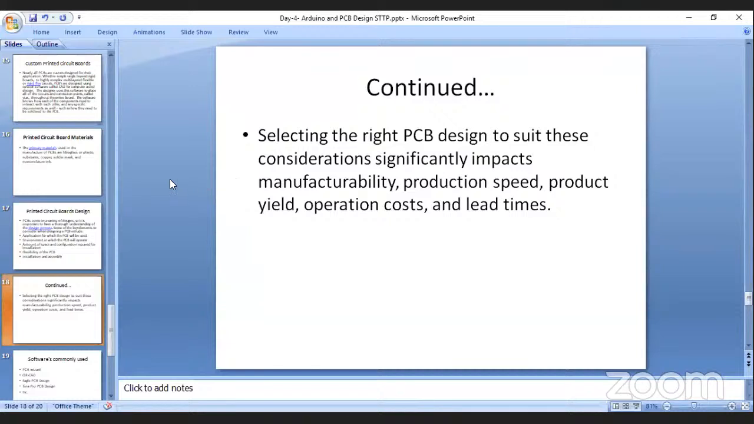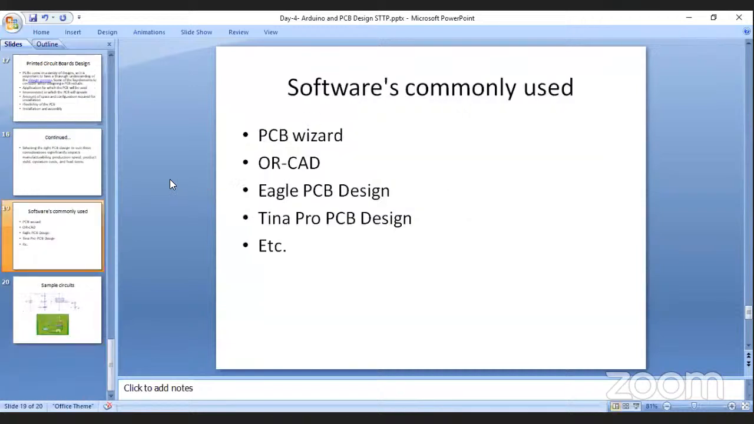And now I am done with my part of this. So basically, let me try to understand what are the different softwares that are trending and commonly utilized by professionals for their PCB designing part, right? Or schematic designing or layout designing. So the first one is PCB Wizard, the second one is OrCAD, the third one is Eagle PCB Design, the fourth one is Tina Pro PCB Design, etc. are available.